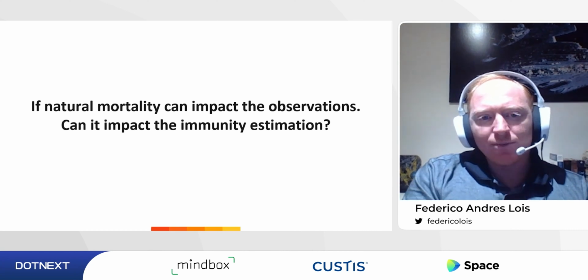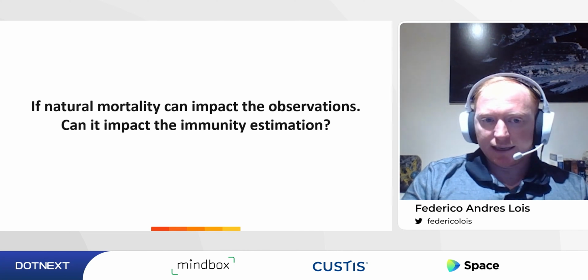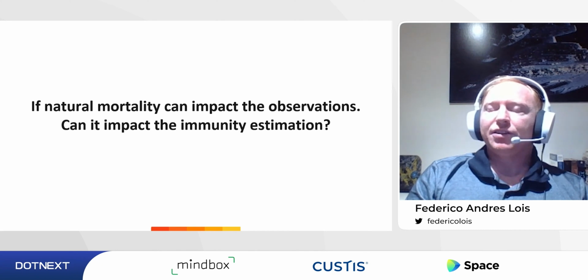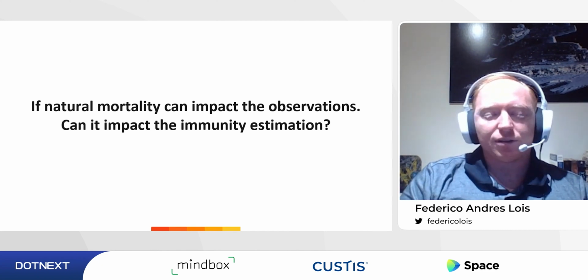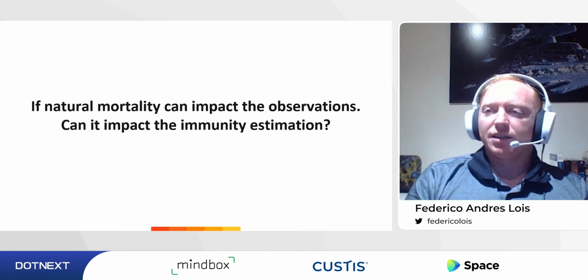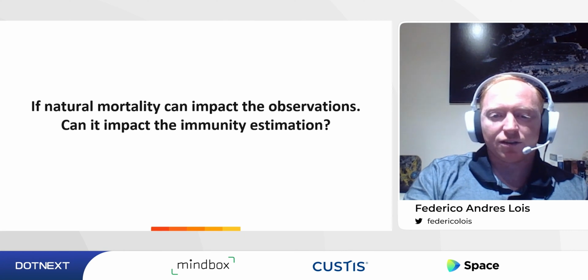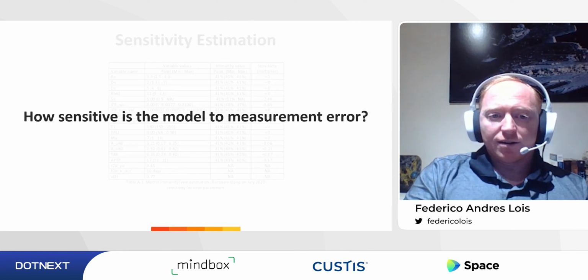So if natural mortality can be a confounder and can also impact the observations, can it impact the immunity estimation? That is something that you have to ask yourself. If you have confounders, how do those confounders actually impact your immunity estimation, or whatever magnitude you actually want to model and to test. So how sensitive is the model to measurement error?